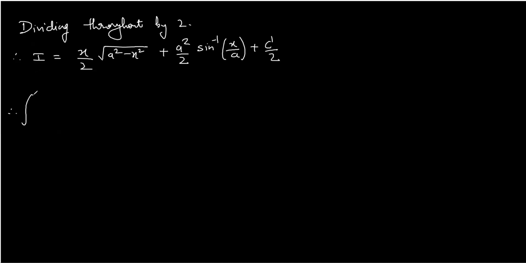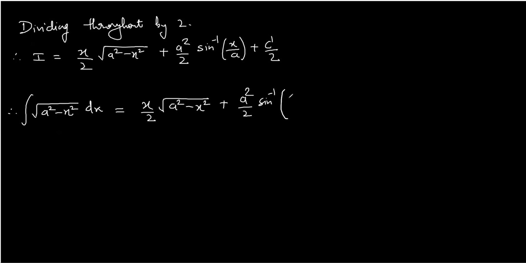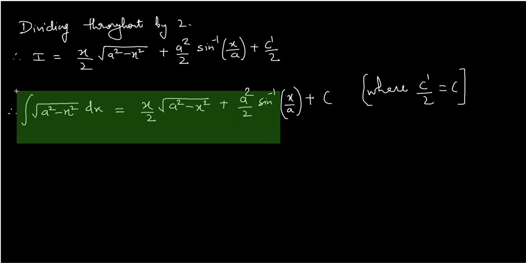Now what was I? I will write what I was. It was integral of square root of a square minus x square dx equals to, on the right side I have x by 2 square root of a square minus x square plus a square by 2 sine inverse of x upon a plus c. What we have done is we have replaced c dash by 2 by c, and this is the final result that we obtained.